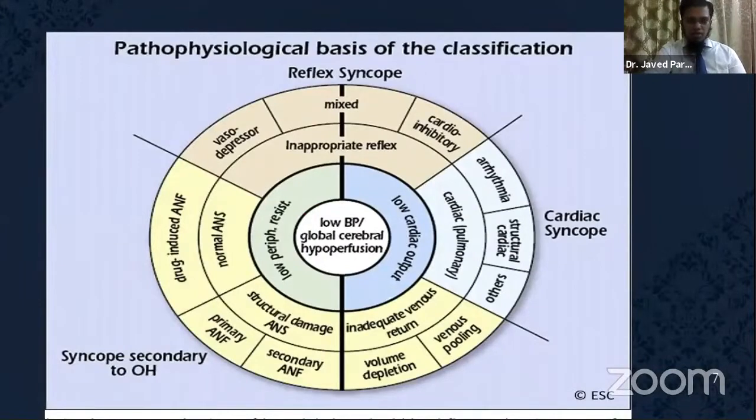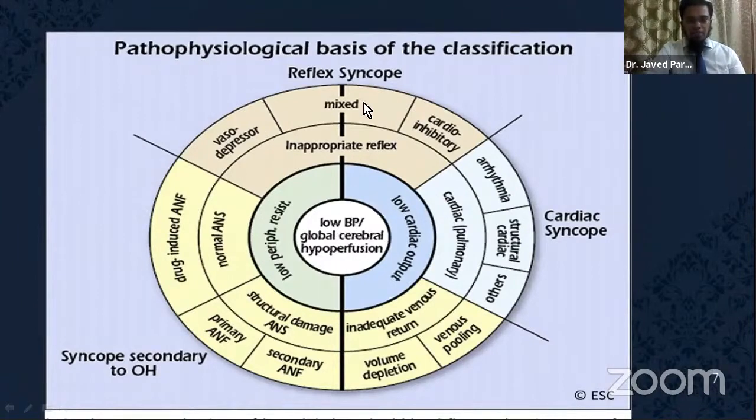Now a moment on the pathophysiological basis of classification of syncope. Syncope can be of three major types: reflex syncope, cardiac syncope, and syncope secondary to orthostatic hypotension. At the heart of syncope lies global cerebral hypoperfusion, as I've underlined earlier. In cardiac causes, you can have arrhythmias or structural heart disease, where low cardiac output contributes to low blood pressure and cerebral hypoperfusion.